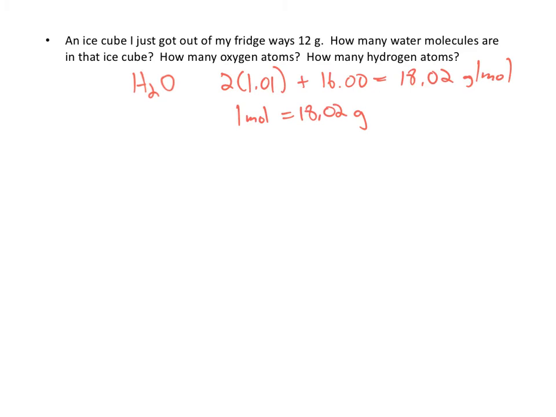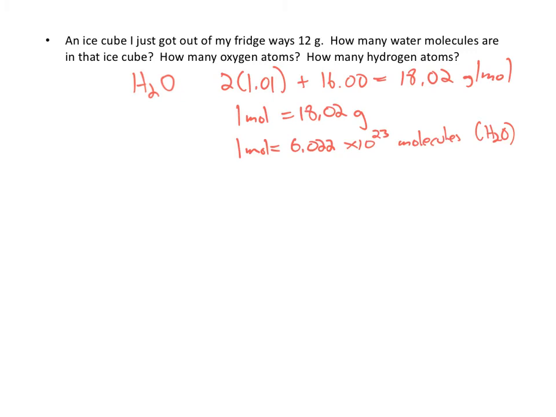Alright, so that'll get my 12 grams into moles, and then always to go from moles to whatever I'm dealing with. In this case, I have a compound, and it's a covalent compound, so I'm going to go to molecules. So 1 mole equals 6.022 times 10 to the 23rd molecules, and that's of water.